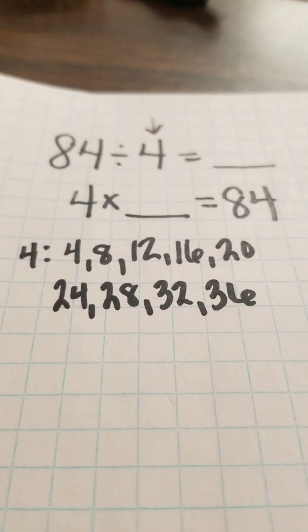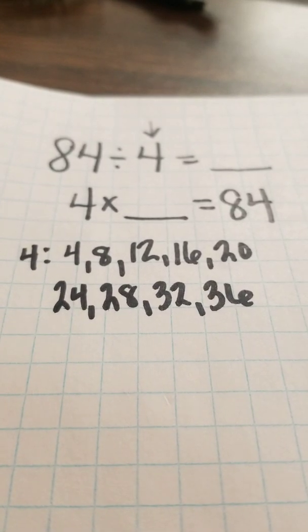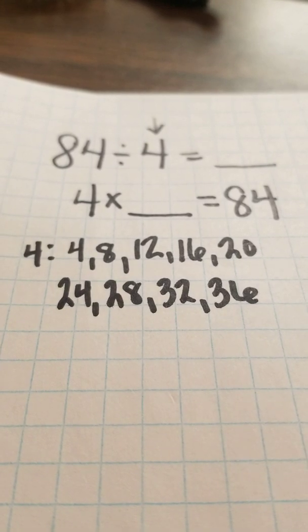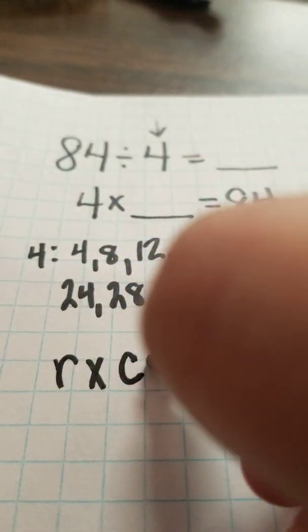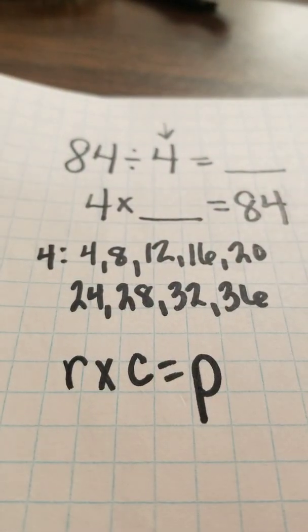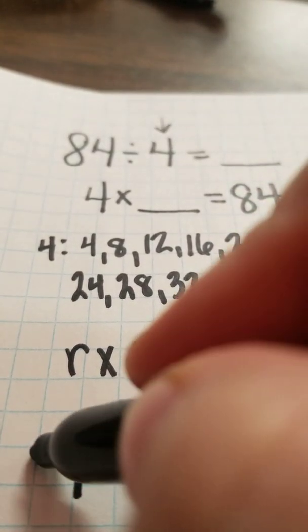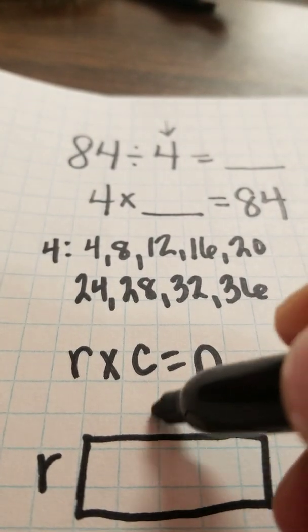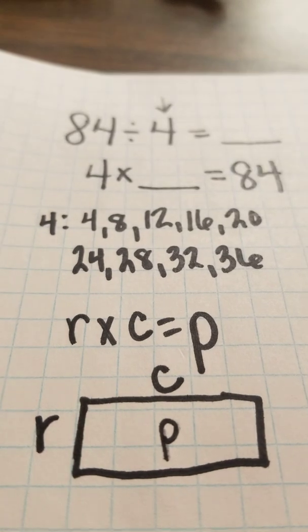Okay, so we're going to use an area model to do our division. Just a couple things to freshen our memory about area models. Multiplication is rows times columns equals your product. For an area model, you have your rows and your columns, and that equals your product. So the product goes inside.